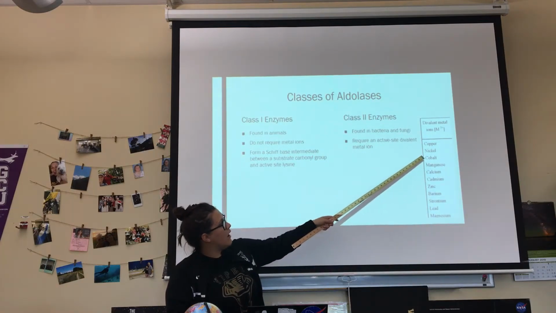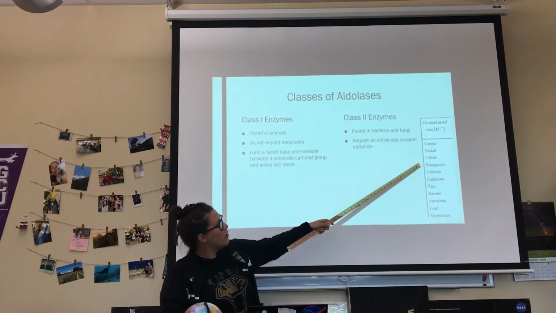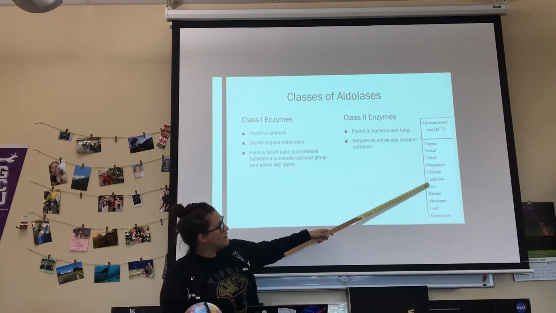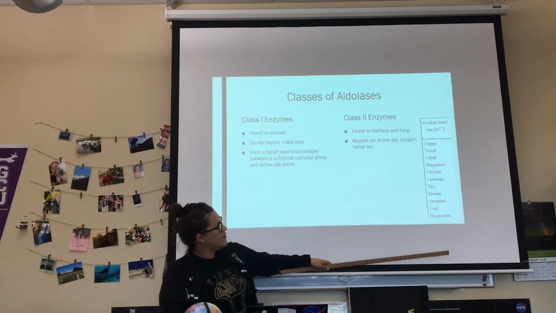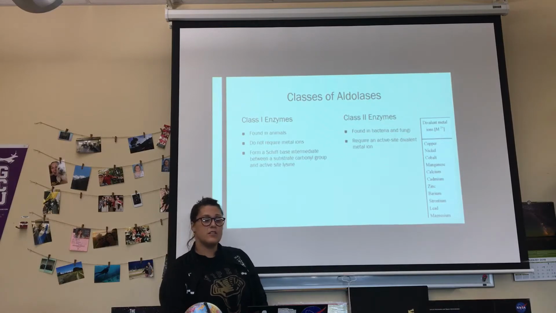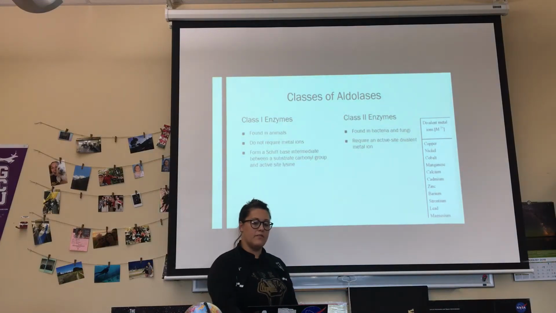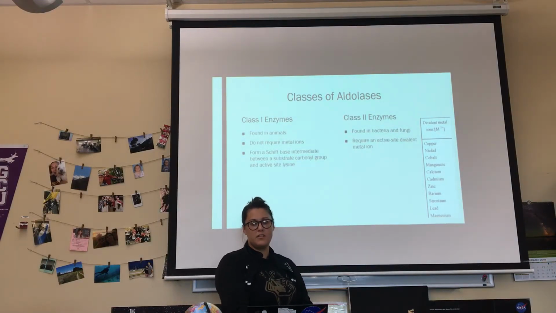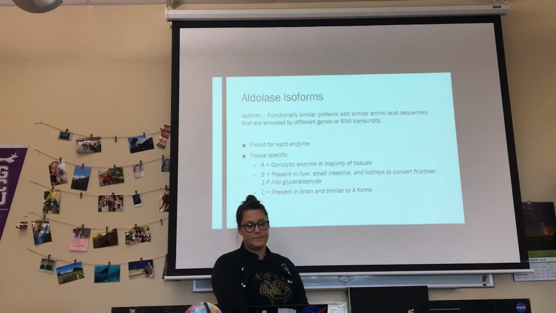Some of those are copper, nickel, cobalt, calcium, zinc, and lead, a very common one, along with magnesium. These are just some examples of the different metals that help them function, but the basis comes in the difference between the two classes. So in biochemistry, when we're studying humans, we focus more on the class 1 enzymes, since that is what is in our bodies. Even within class 1 and class 2, aldolase has many isoforms.